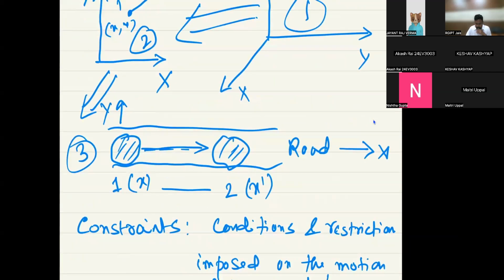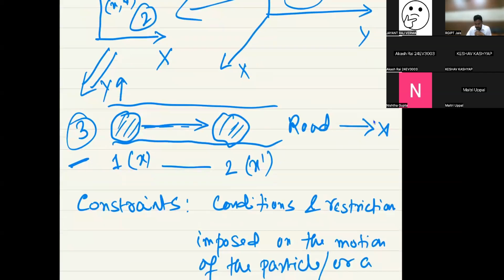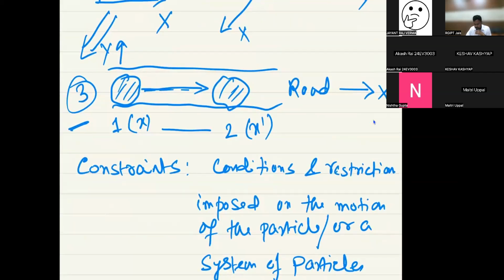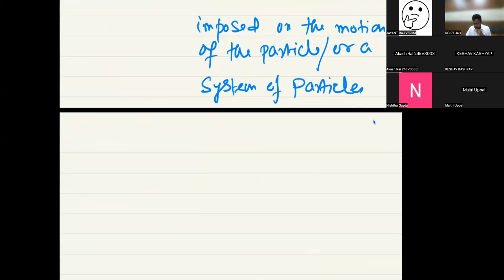Or in the same way, in example 3, we don't know what forces are keeping the particle along the road. But we only know that the particle can move along this road, and so it cannot move along the y or z axis. So these are basically conditions or restrictions imposed on the motion of this particle, and these are called constraints.